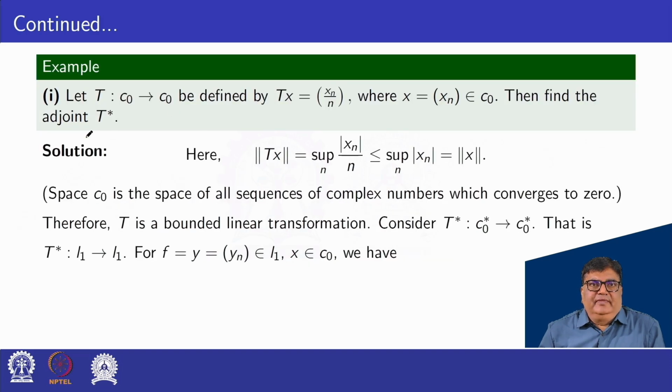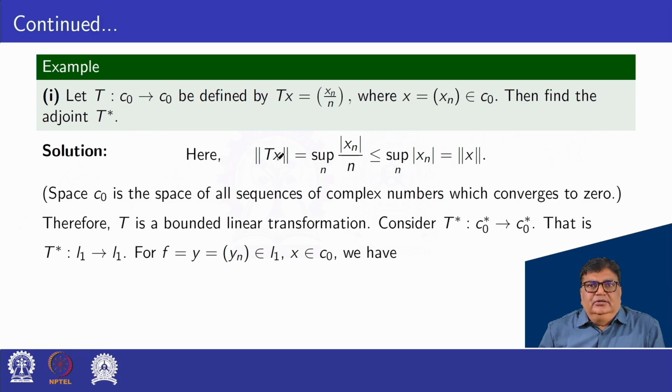For example, let T: C0 to C0 be defined by Tx equal to xn by n, where x, that is the sequence xn, is an element of C0. Then find the adjoint T star. Here we have already proved this example as a bounded linear transformation or bounded linear operator, so we avoid proving the linearity of this transformation.